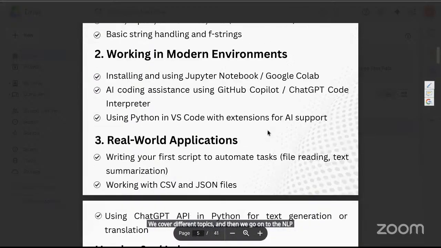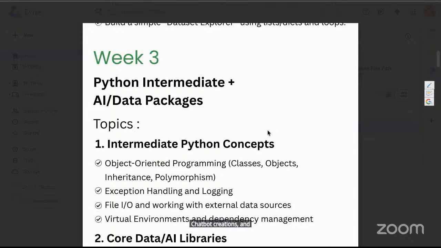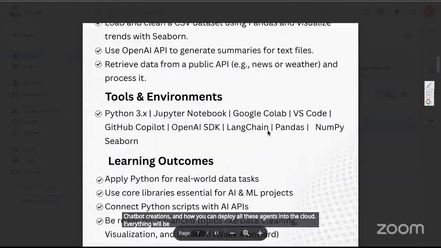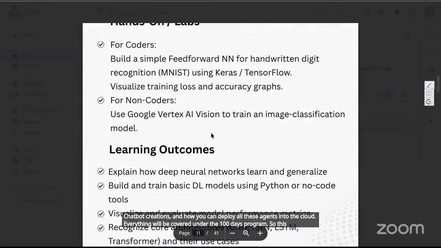And in part two, we cover generative AI, from LLM fine-tuning and agentic AI frameworks like LangGraph, LangChain, Crew AI, and also we have designed some Google Vertex AI chatbot creations and how you can deploy all these agents into the cloud. Everything will be covered under the 100 days program. So this PDF will be shared to everyone.